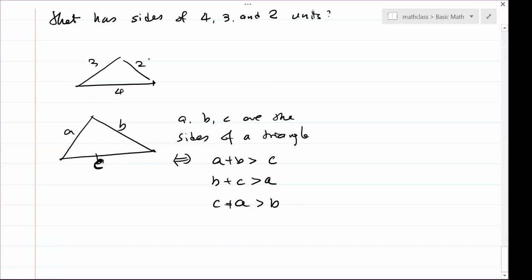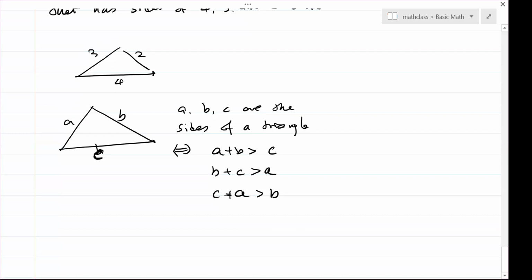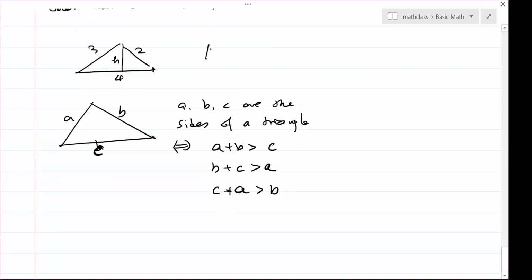If I change the 2 to 1, 3, 1, 4, that cannot be the 3 sides of a triangle. Okay, so it's a triangle. The problem is how do you find the area? Well, for the area you have to have a height, right? You must have a height. So the area is going to be half of the base times height. But the problem is you don't know the height.